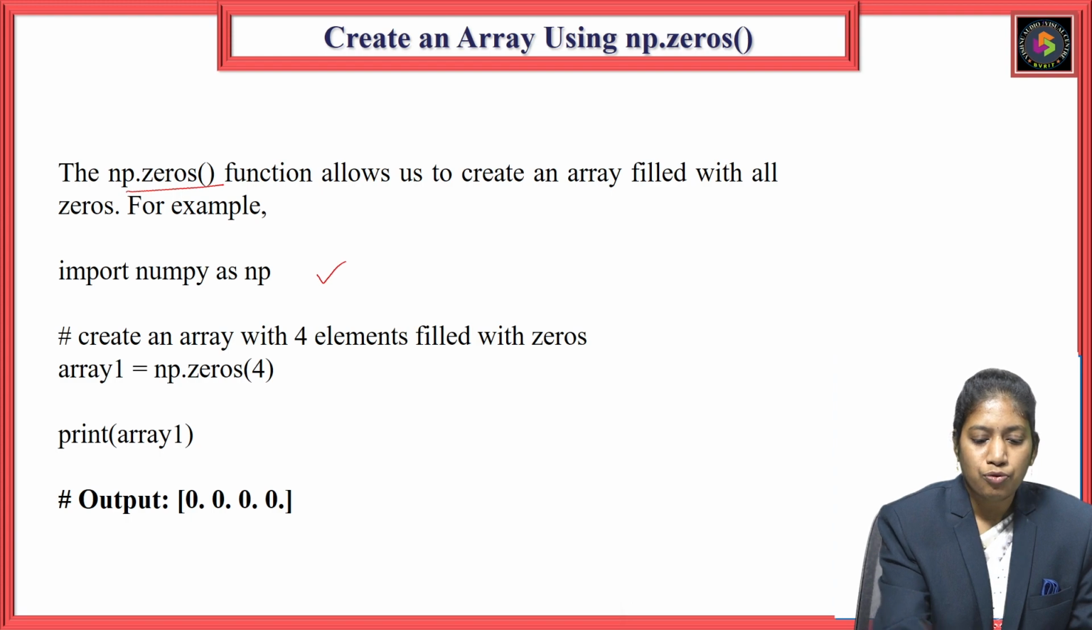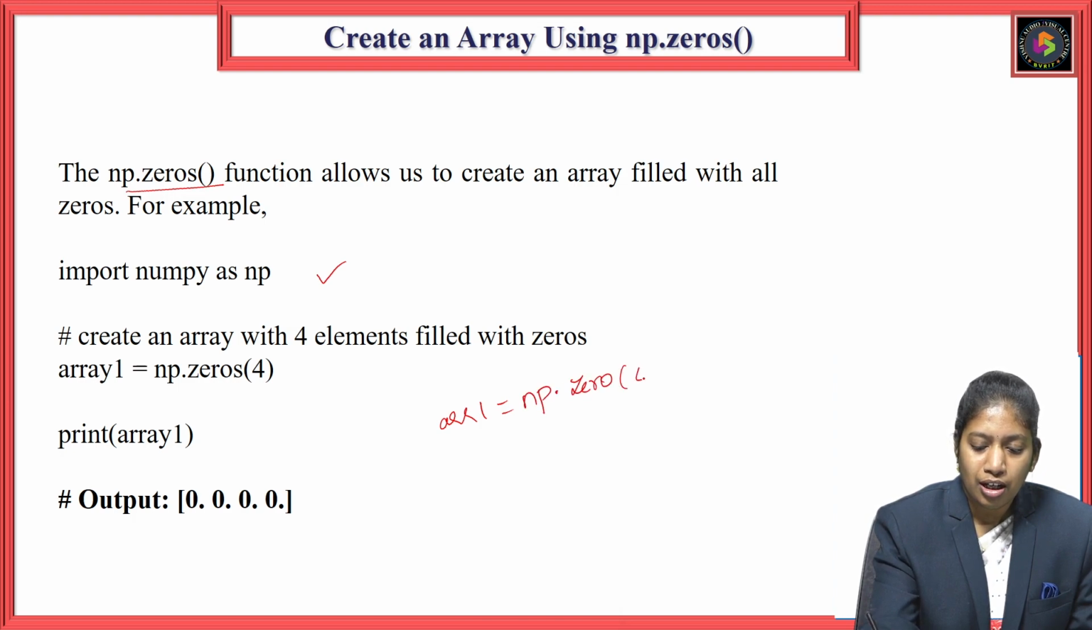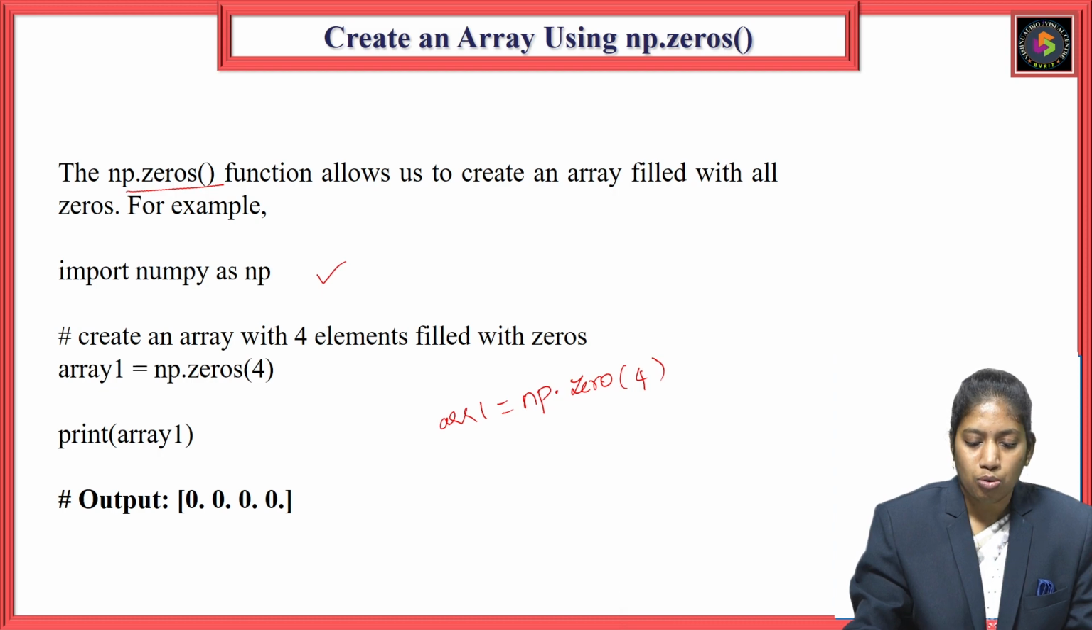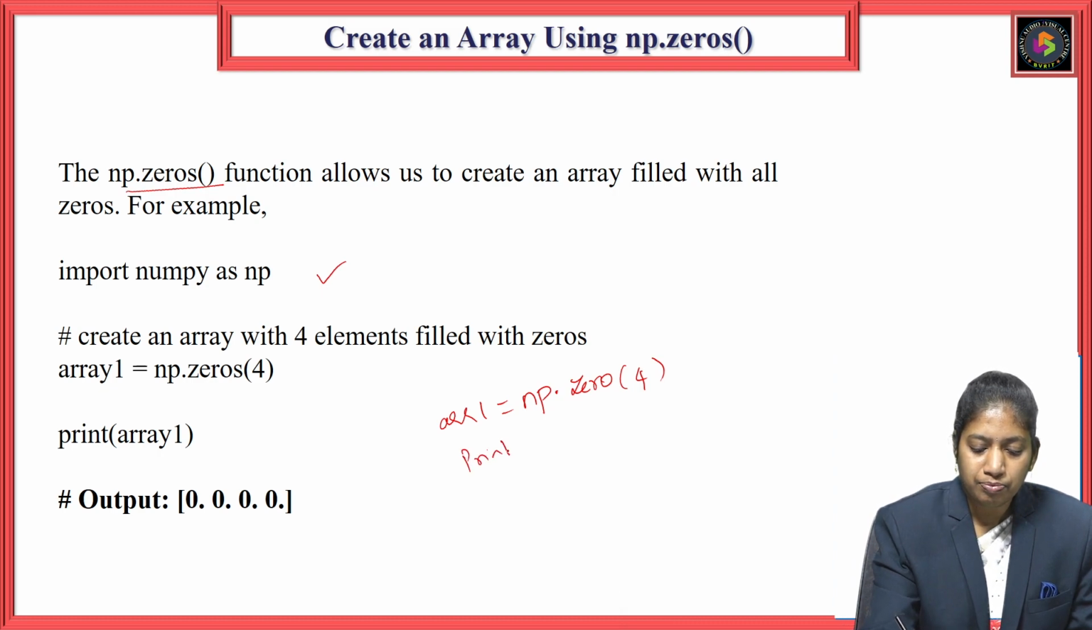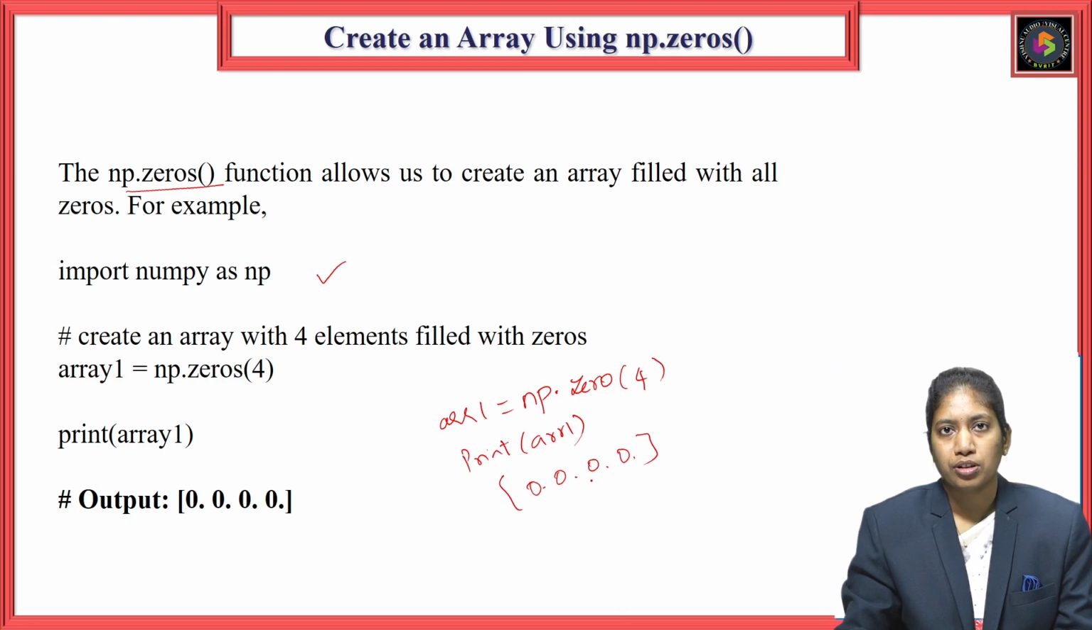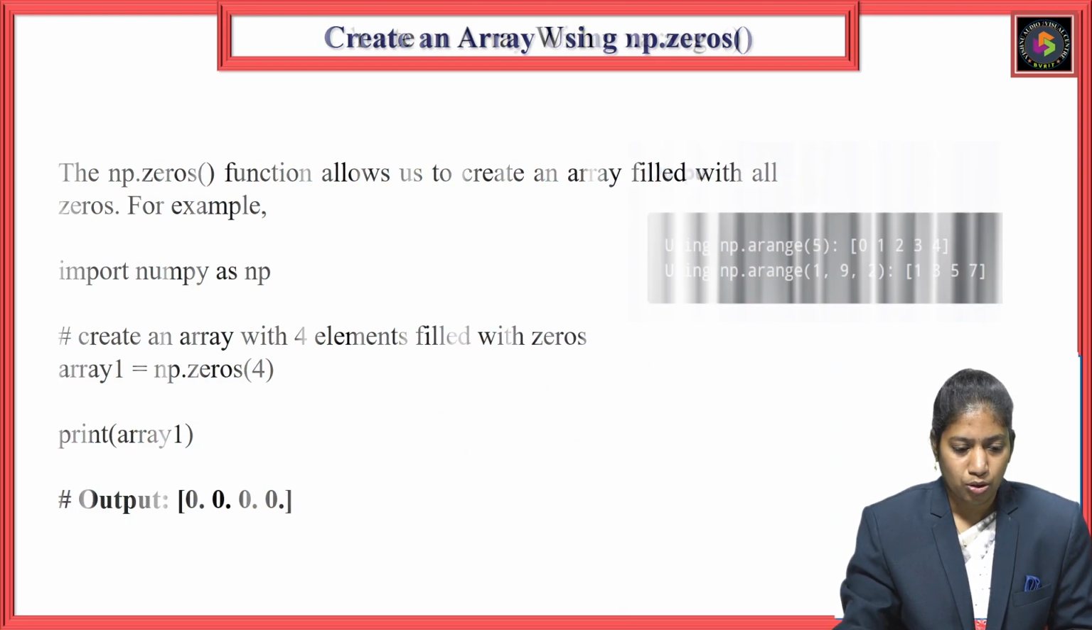Now I have created 4 elements filled with 0. For that I have used array1 is equal to np.zeros, and I have to fill only 4 zeros. Now print array1. So I will get this as an output. So we can use the zeros function for filling array values with zeros.